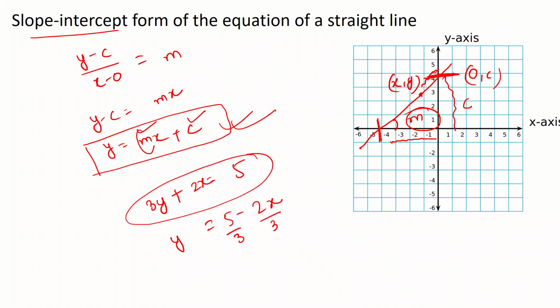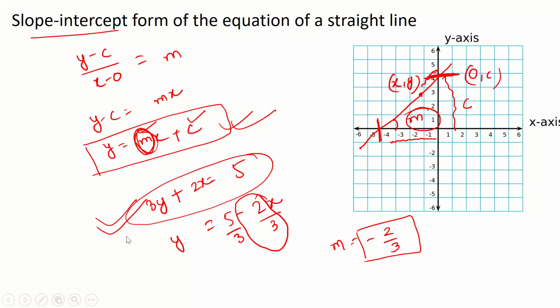So whatever is with x gives us the slope. So what is here with x? Minus 2 by 3. Okay, don't say 2 by 3. Always remember that you have to also include the sign. So my m is equal to minus 2 by 3, and this is what gives me the slope of the required line. So I can say that the slope of this given line is actually minus 2 by 3.